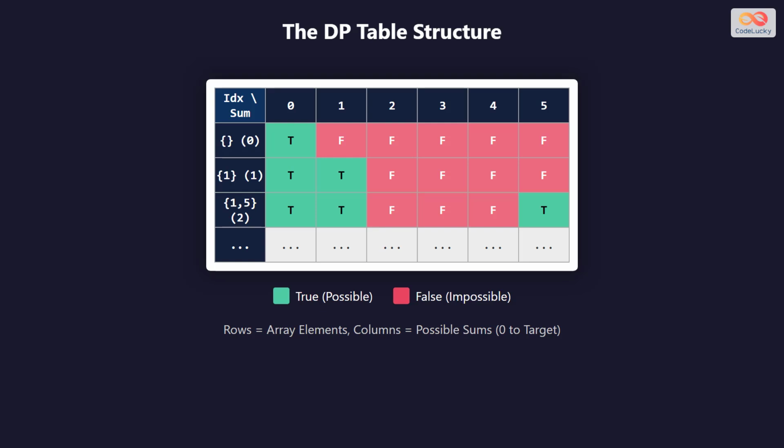Let's structure our DP table. The rows represent the numbers available up to that index. The columns represent every possible sum from 0 up to our target. A cell at row i and column j will be true if we can form sum j using the first i numbers.